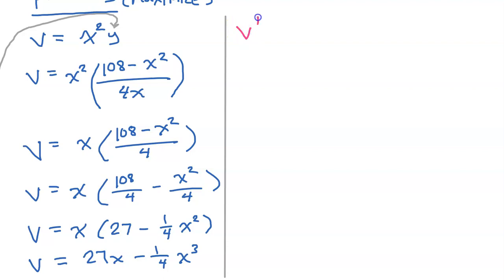Anyway, we need to take the derivative. So we will do v prime equals. The derivative of 27x is just 27. And then there's the minus 1/4 for you. Using the power rule on x to the third power, this 3 is going to come to the front. In fact, I'm just going to go ahead and put that 3 right here in the numerator. So there you go. And I will reduce this power by 1. So this is x squared. So this is v prime.